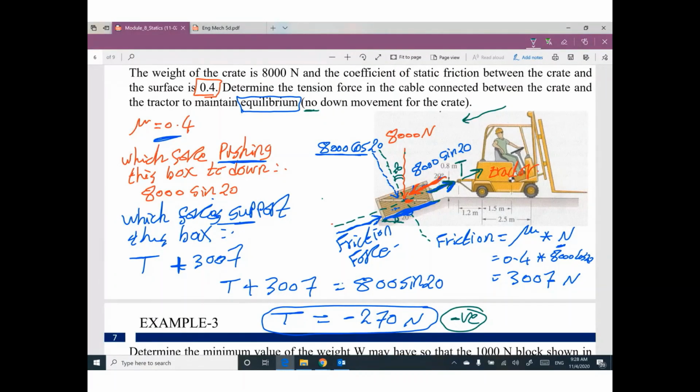That doesn't make any sense to me, because if the tractor is trying to support this crate or this box, I expect tension. I expect this tractor is trying to pull this box. What is the meaning of T in this direction?